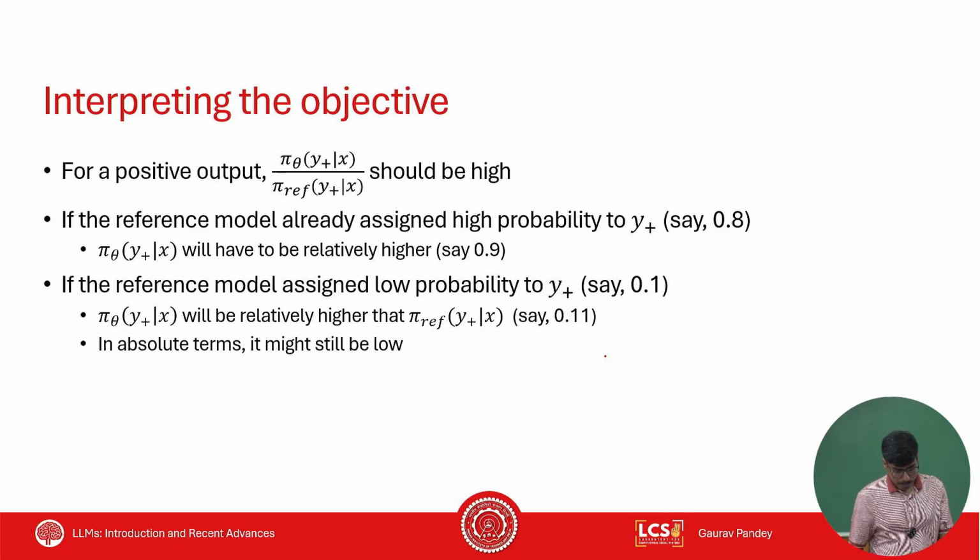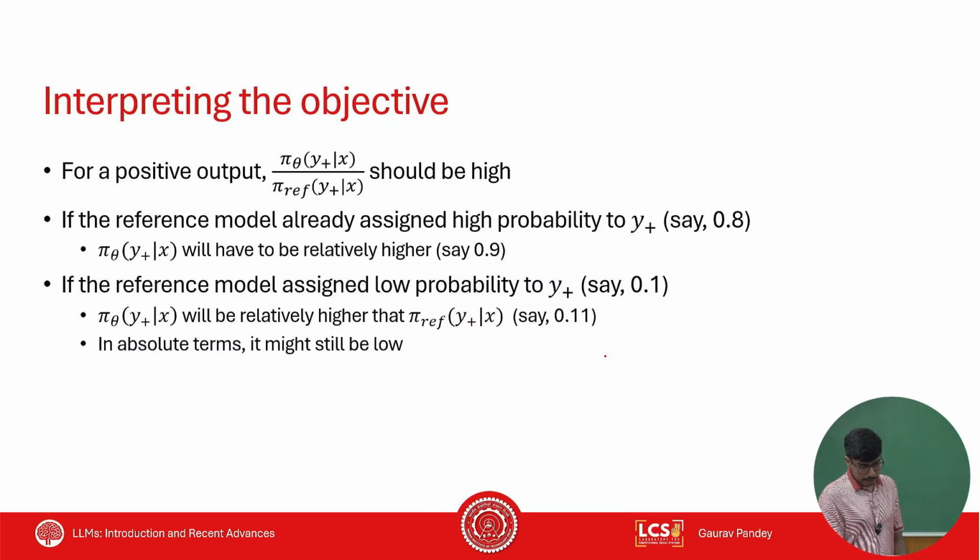But another reason is that if you remember why this πref comes into the picture, it comes because we had a KL divergence term in our policy gradient, right? And the purpose of πref in policy gradient was to keep the policy close to your reference policy. You don't want to deviate too much, and that purpose is served somewhat here also.